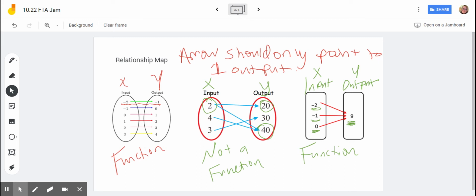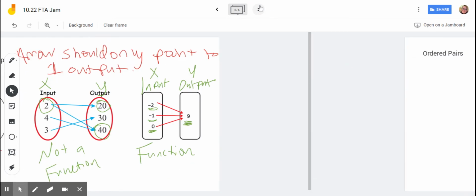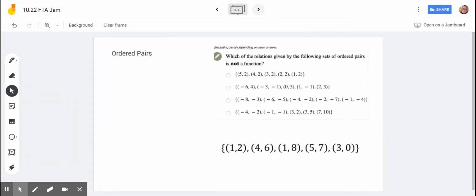All right, let's look at ordered pairs. Here we have a multiple choice question and then the question that is below. This is the same idea. We know that for ordered pairs that our x value is first. X, Y, okay? So my X value should only show up once.